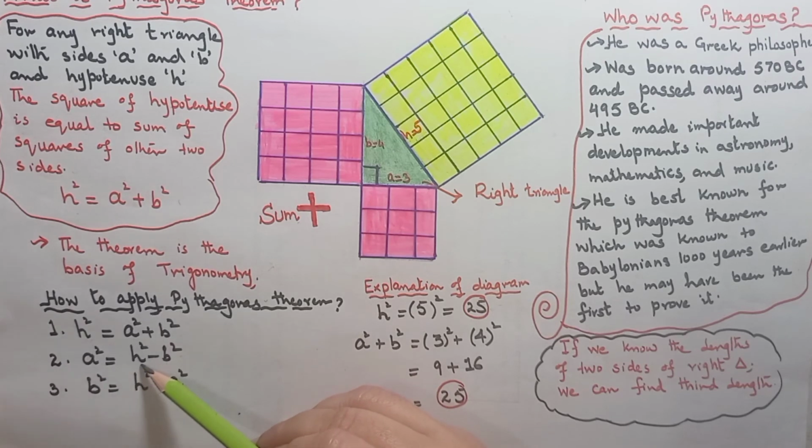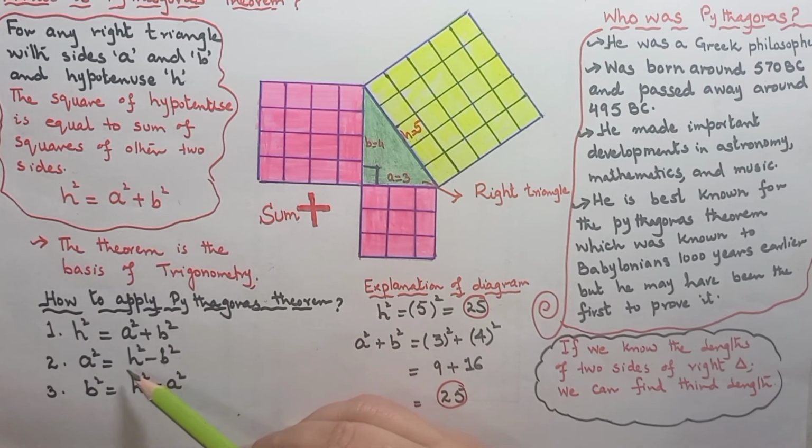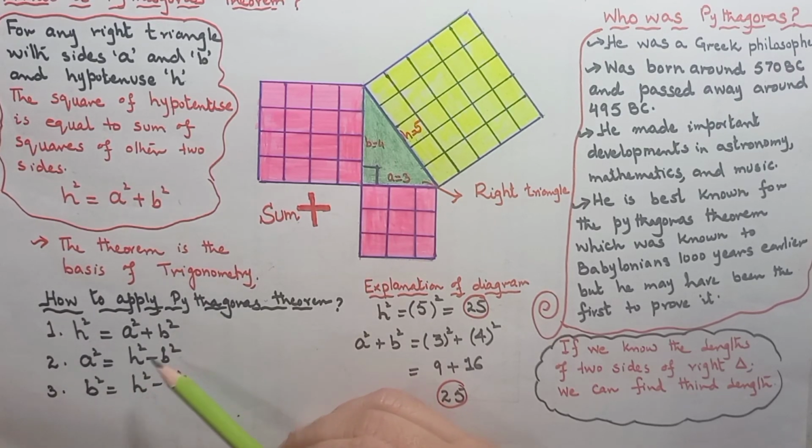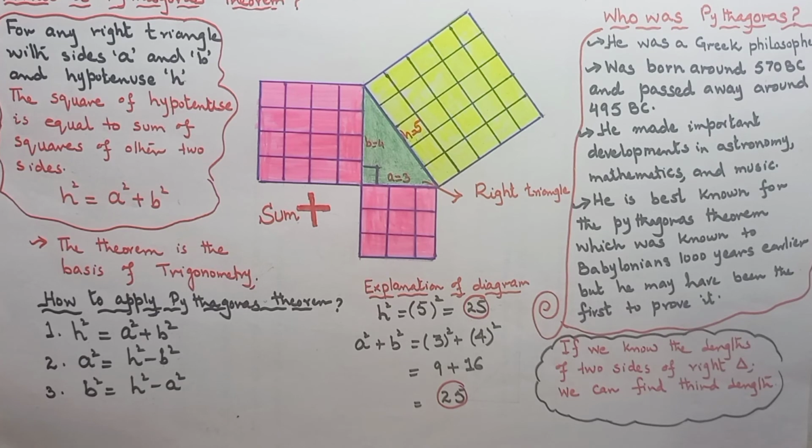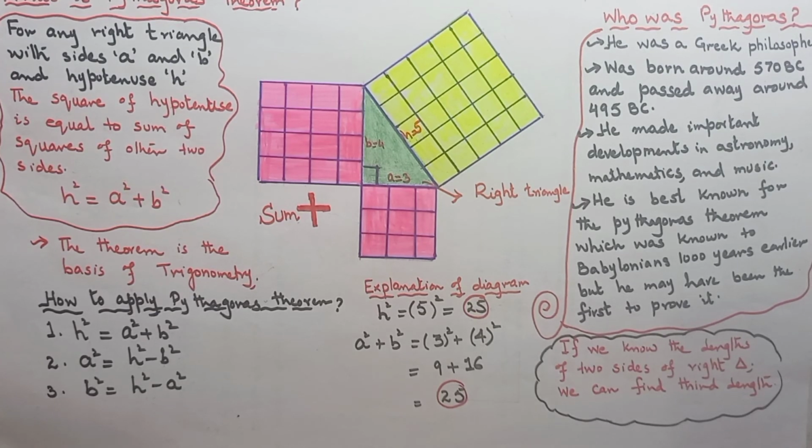And if the hypotenuse and one of the legs are given, then in order to find the other leg, we can use either of these formulas: a square equals h square minus b square, or b square equals h square minus a square. I hope you are clear about today's lesson: who was Pythagoras, what was his theorem, what is a right angle triangle, and what are the appropriate formulas to find the unknown lengths of the triangle.